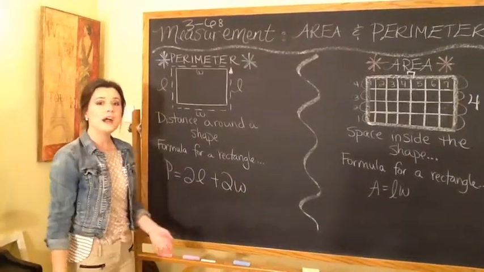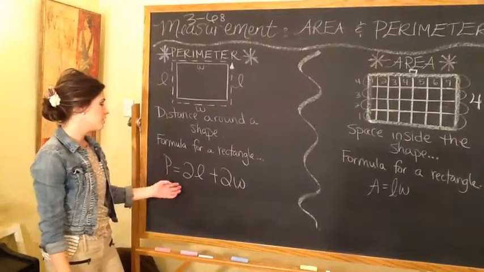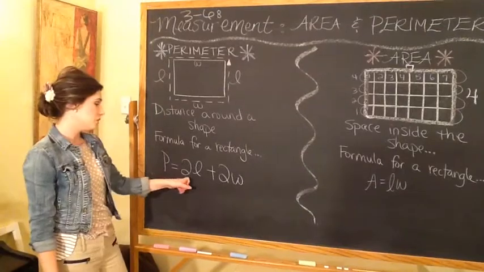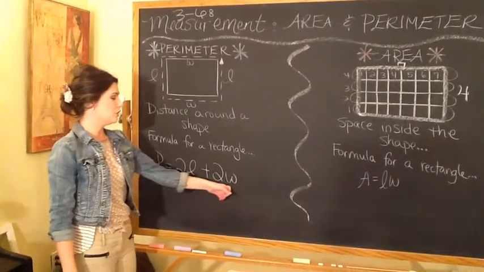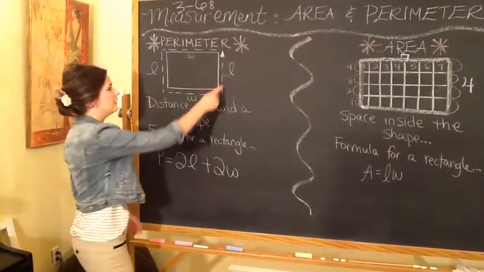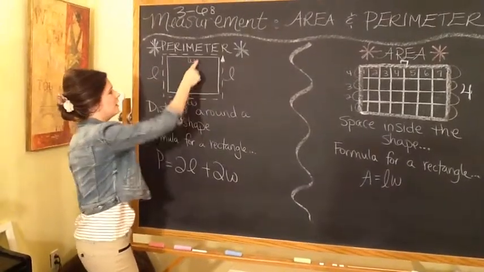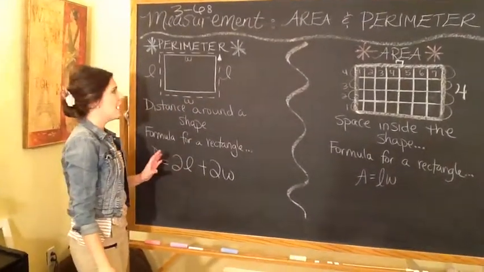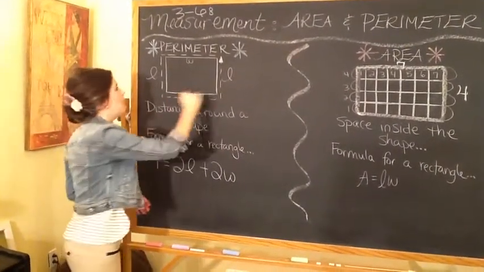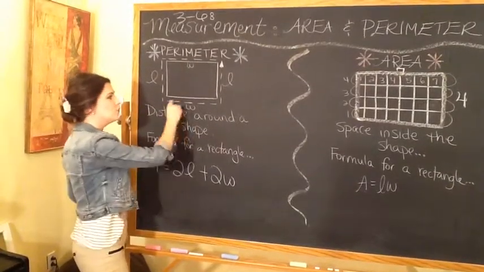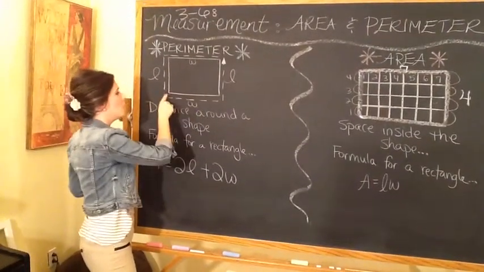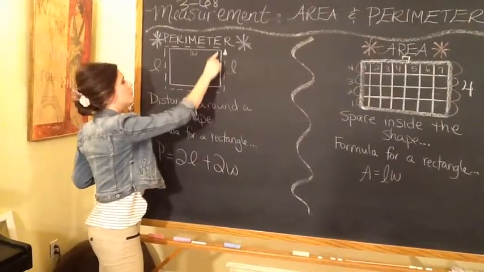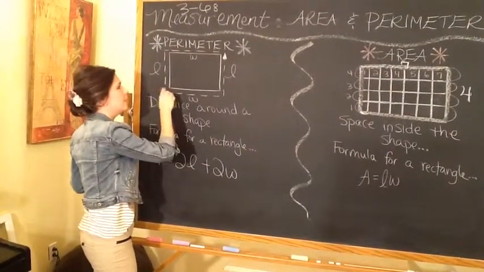So in order to find that for a rectangle, you're going to use the formula P equals 2L plus 2W. Basically because we're adding the 2 L's together and 2 W's together. So you're adding all of it together because you want to see how much distance is around. So if this was 4 and this was 3, you'd say, well, we have 4 here, 3 here, 4 here, and 3 here, and add it up.